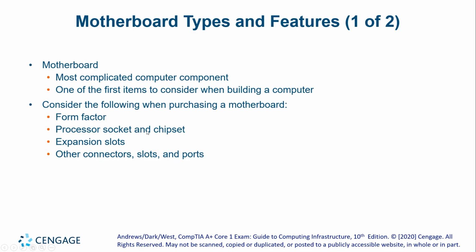What type of processor do you want, AMD or Intel? What type of socket? Various different processors take different sockets and different chipset manufacturers. Most of your chipsets are going to be Intel. If you're building your own PC, you're probably going to use an Intel chipset.